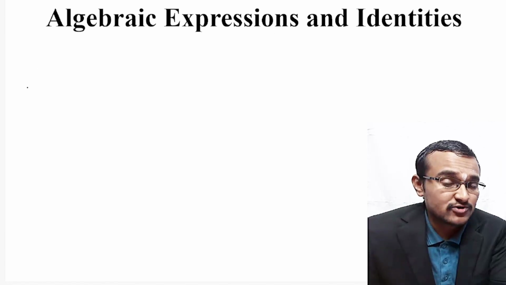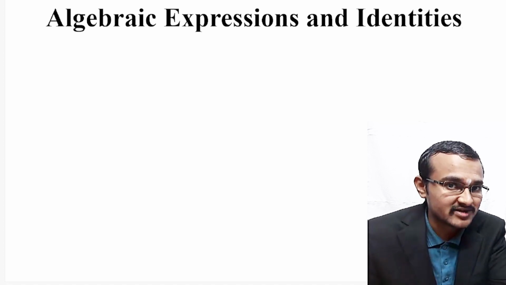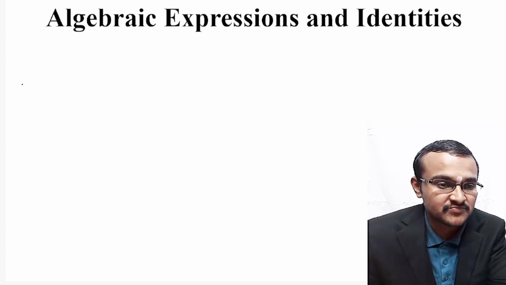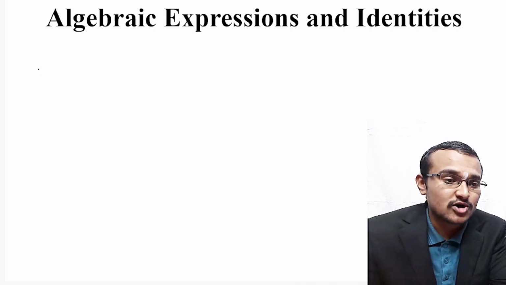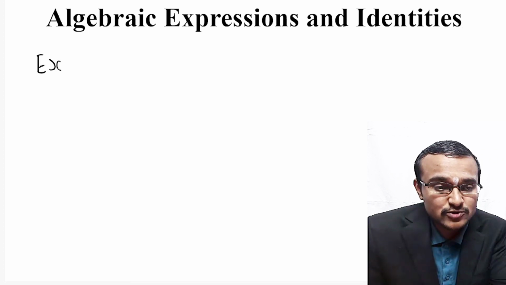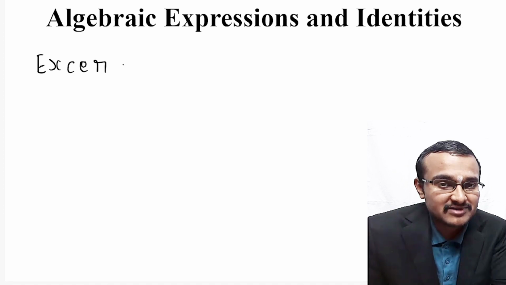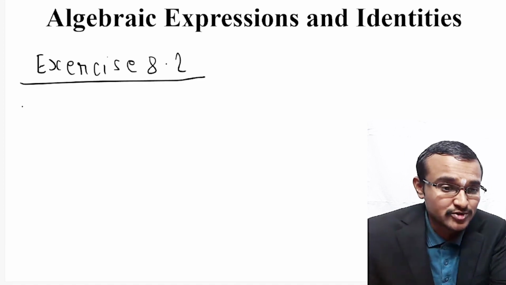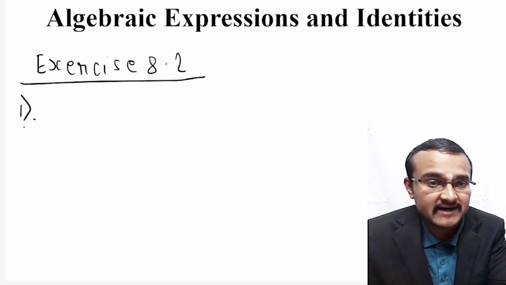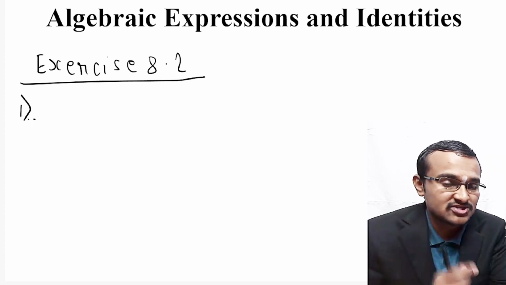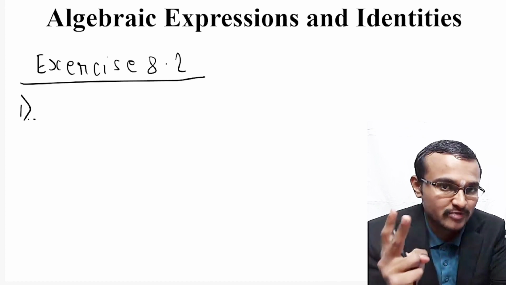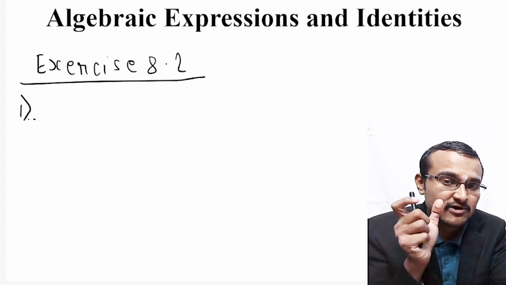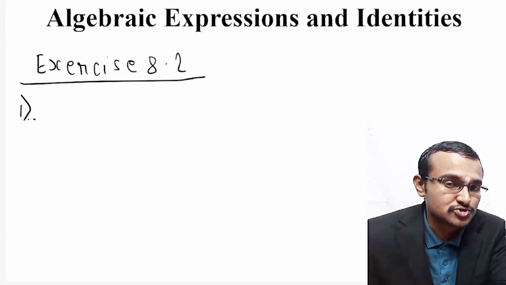I have explained how to do the multiplication and division of two monomials or two algebraic expressions. So now let us go on solving exercise 8.2, which is based on the multiplication of algebraic expressions. Coming to exercise 8.2, in the first question, you have 5 different questions. In each question, they have given two monomials. You should perform multiplication between those two monomials.